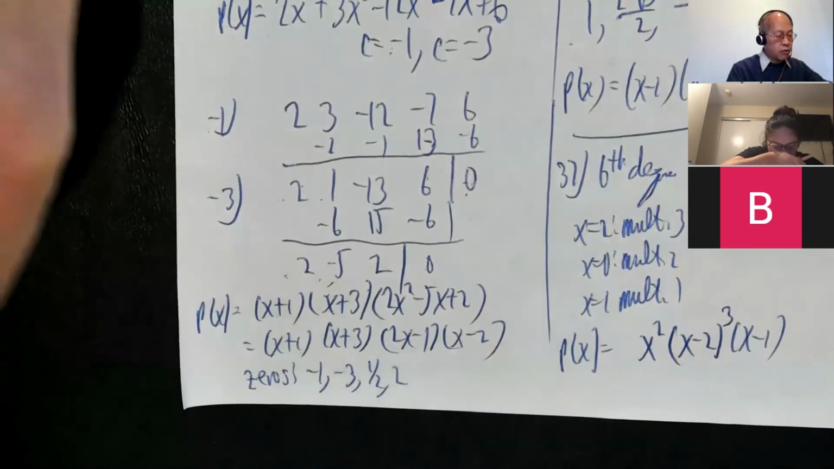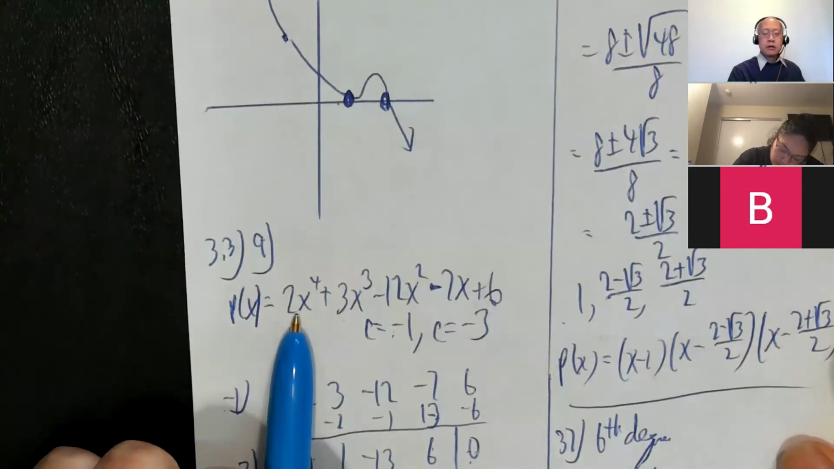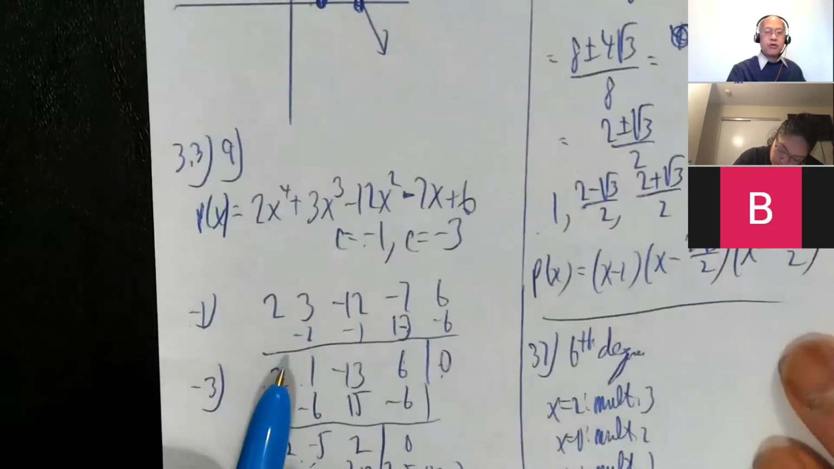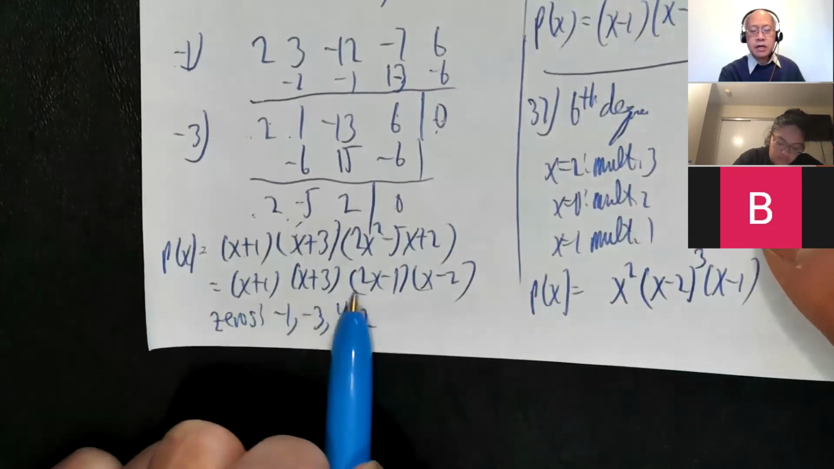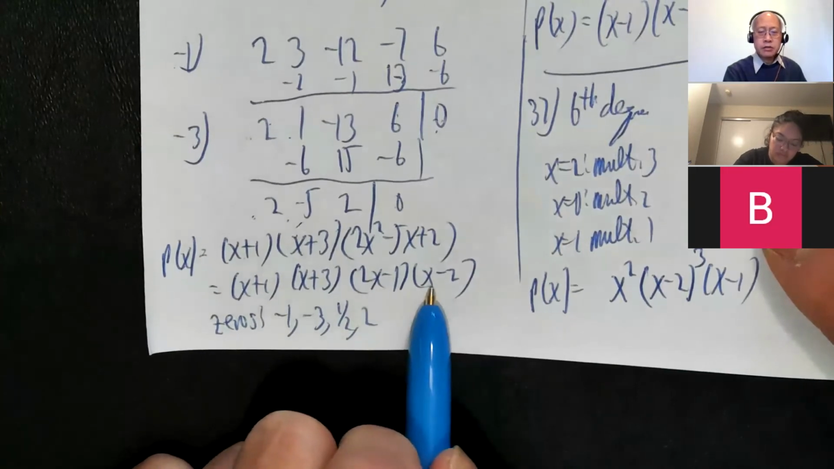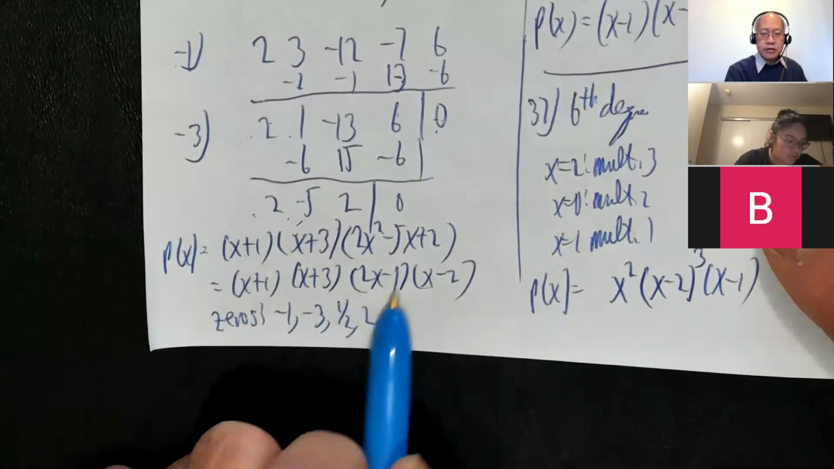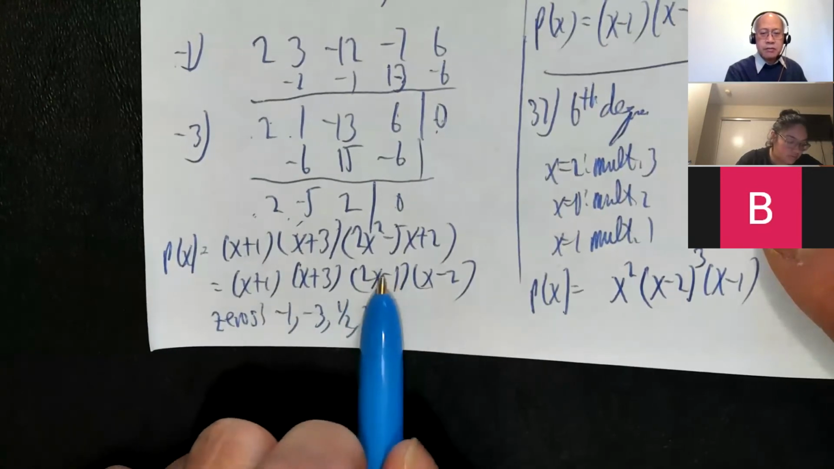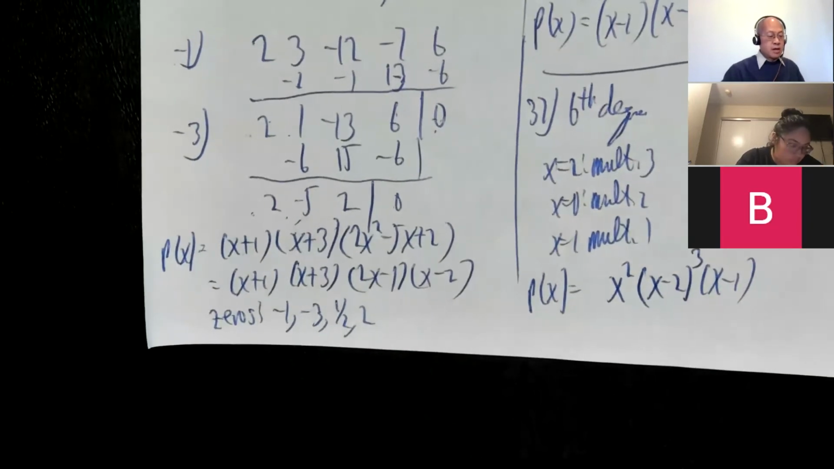Okay, so we have what we want. 4th degree, 4 zeros, and 4 factors. Here they are: x plus 1, x plus 3, 2x minus 1, x minus 2. And the zeros are -1, -3, a little bit of algebra here, but 1/2 and 2. And there we go.